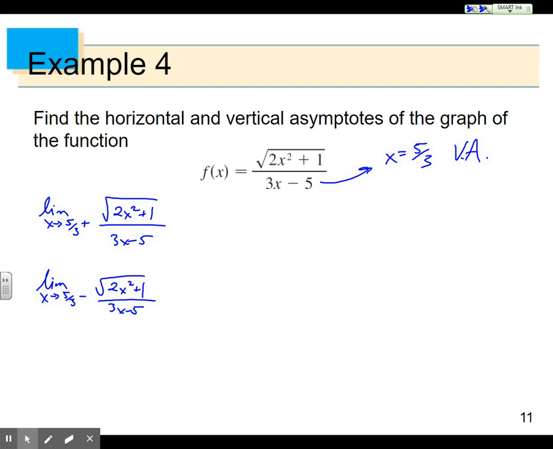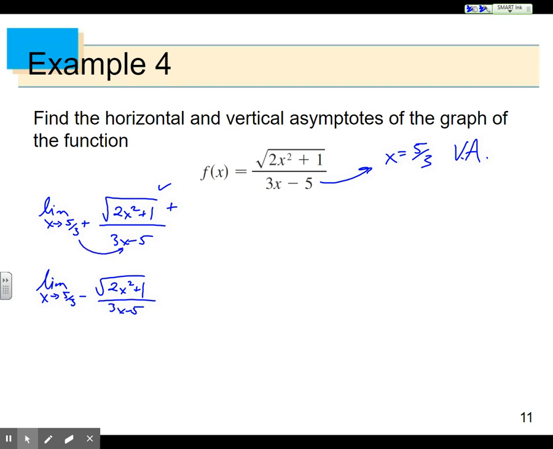And so on top right here, if I plug in 5/3, I'm squaring something, multiplying by 2, adding 1, it has to be a positive number. I don't know what the positive number is. I don't need to know what the positive number is. What I'm looking at, though, is whenever I plug in something close to 5/3 from the right on the bottom.